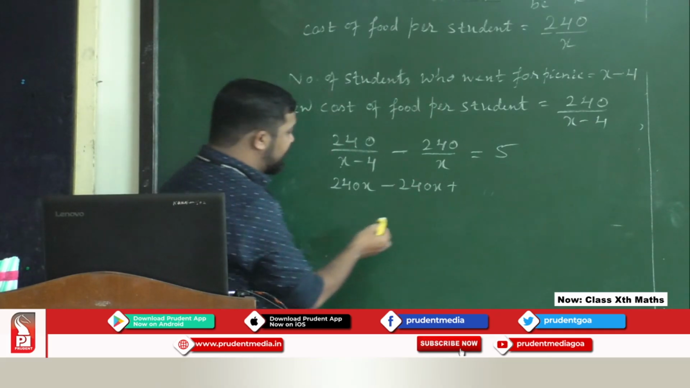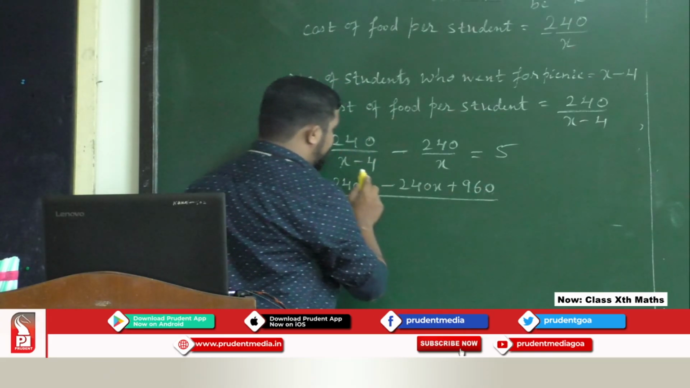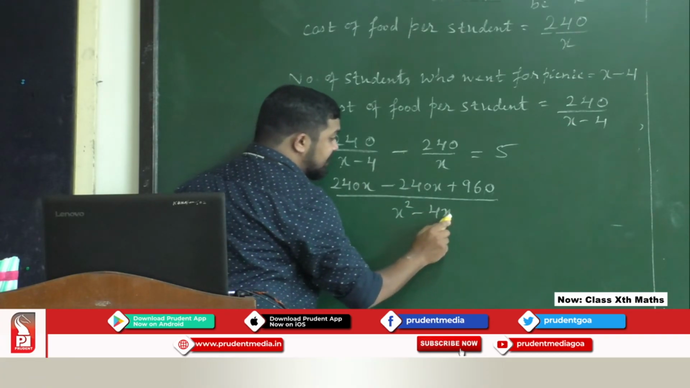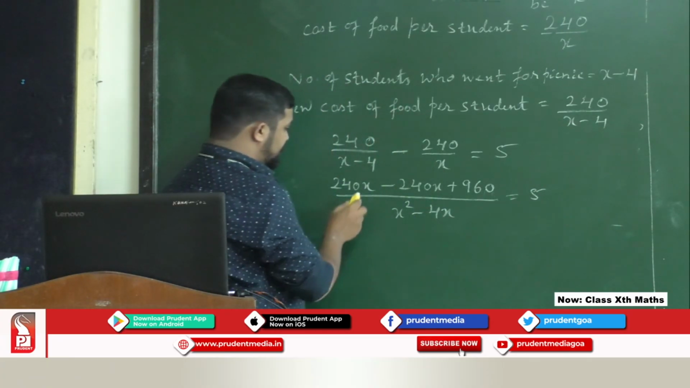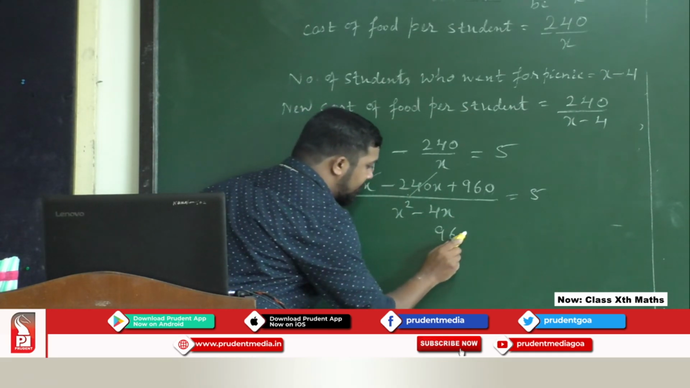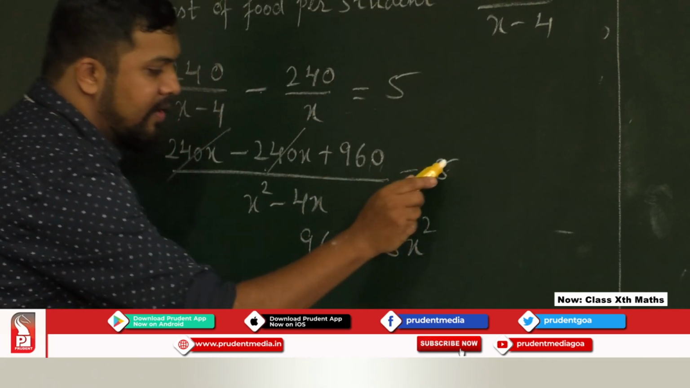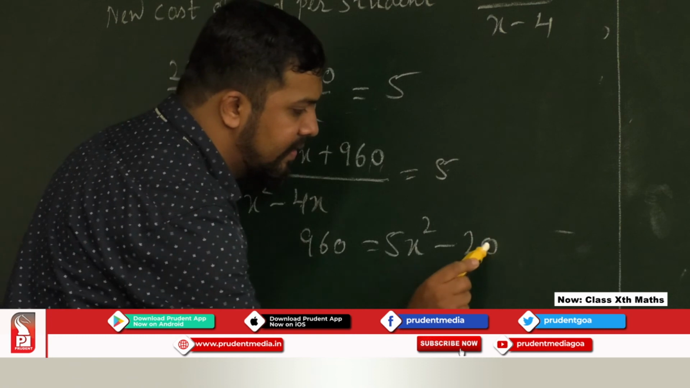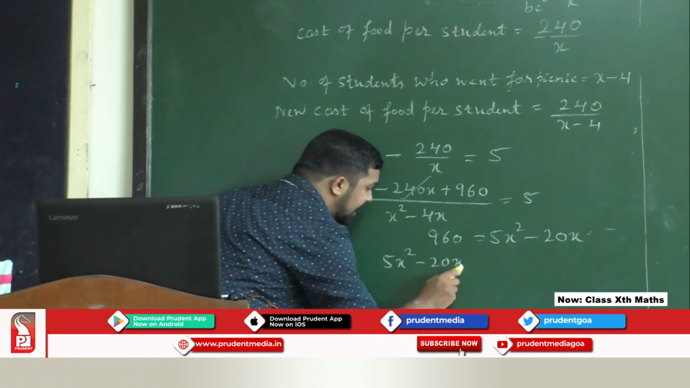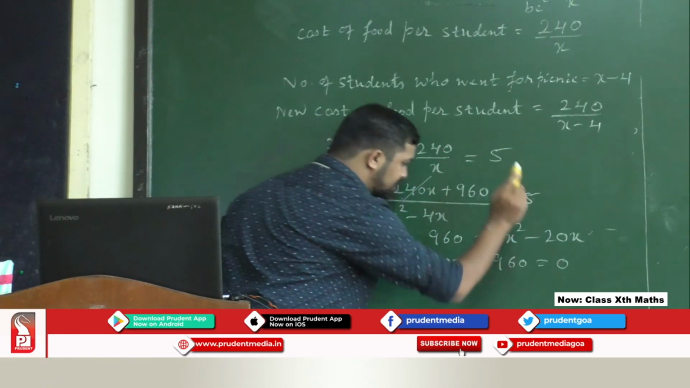So 24 fours will be 96, so 960. x into x is x square, 4 into x minus 4x equal to 5. So cancel 240x, 240x. So 960 equal to 5 into x square, 5x square, 5 fours are 20. So 5x square minus 20x. Take this number 960 to the other side, minus 960 equal to 0.